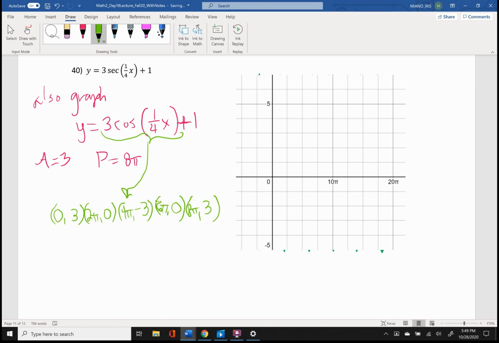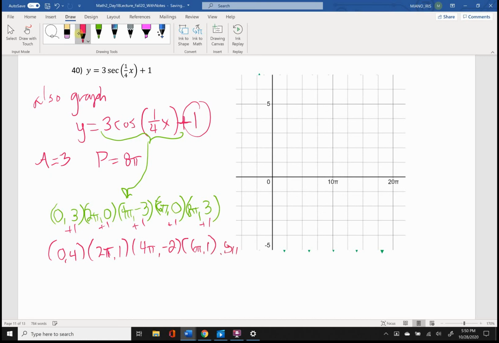I don't know why, but it's better for me to just do it in pieces. And then let's go ahead and account for this plus 1 now by doing a plus 1 on all of the outputs. If you're like, I could do this on the way, I don't need this extra step, by all means, do you, okay? So now I'll have as my ordered pairs (0, 4), (2π, 1), (4π, -2), (6π, 1), and (8π, 4).